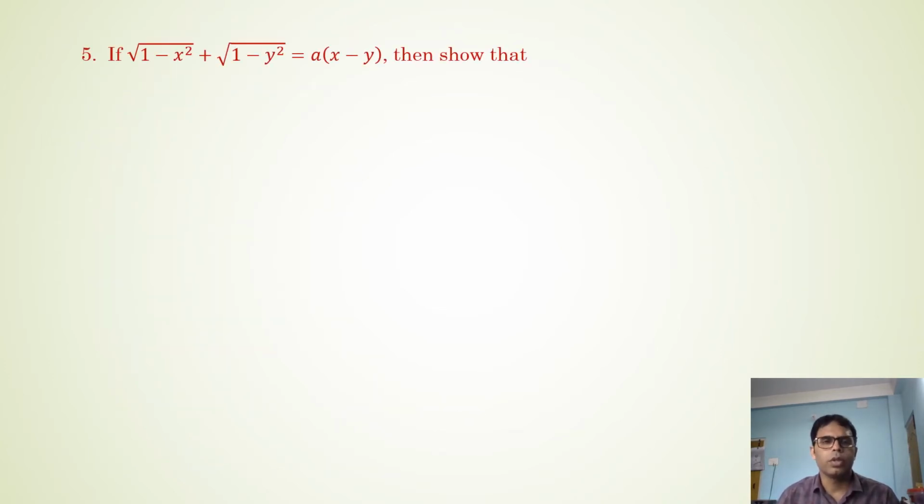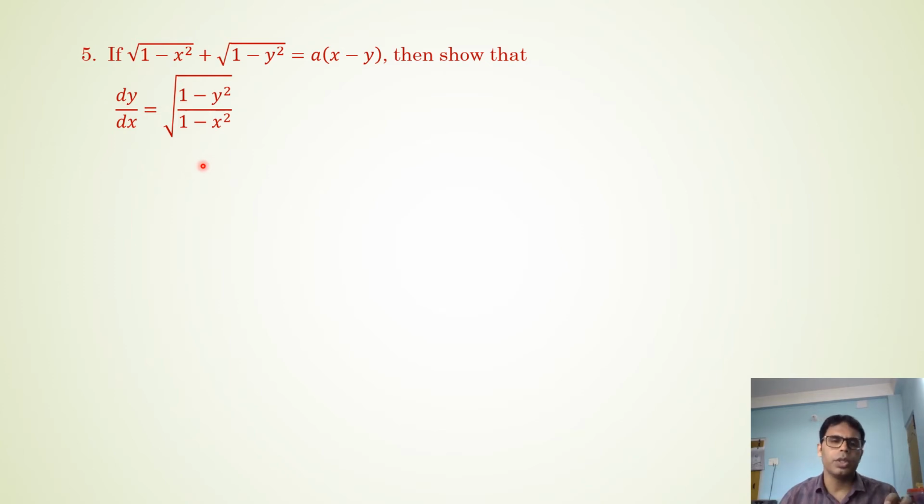This is the question: root over 1 minus x square plus root over 1 minus y square equals a into (x minus y). Then you are to show that dy/dx is equal to root over (1 minus y square) divided by (1 minus x square). And this is a very, very important question for your final exam. We have solved slightly similar type questions in our previous videos. You see those videos, and here you have to prove this one.